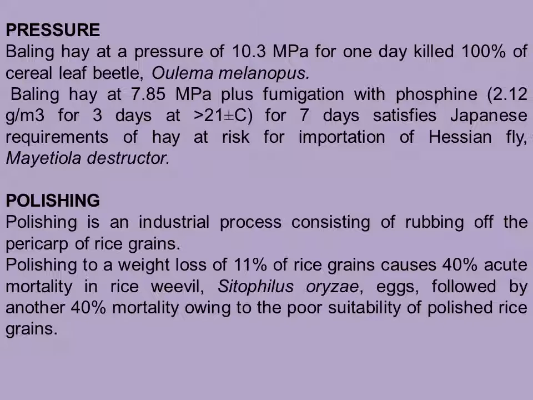Polishing. Polishing is an industrial process consisting of rubbing off the pericarp of, specifically if we talk about certain grains, in this case rice grains. Polishing to a weight loss of 11% of rice grains causes 40% acute mortality in rice weevil, Sitophilus oryzae, eggs, followed by another 40% mortality owing to the poor suitability of polished rice grains. So if the rice grains are polished, then the infestation, specifically of the rice weevil, Sitophilus oryzae, is reduced.